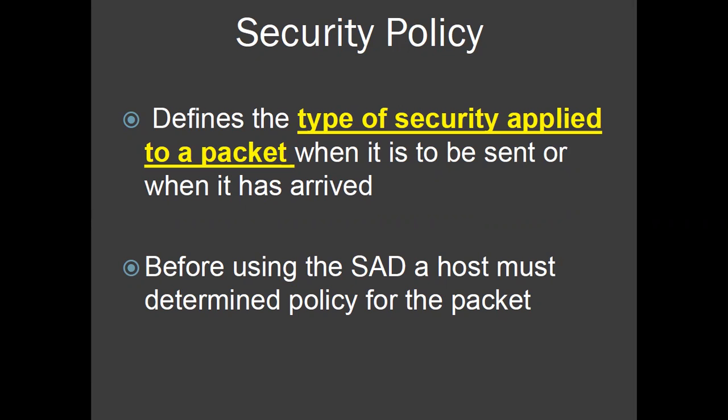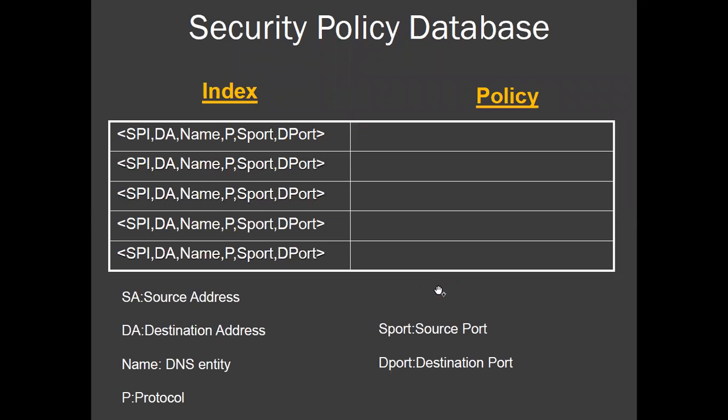Before using the security association database, as we discussed in the previous video, that security association database holds the credentials, that is the keys and the algorithms to be applied to the sent or received packet. But before using that, a security policy has to be applied, and there has to be some predetermined security policy for the packet. If the packet passes that predefined security policy, then only it can be either accepted or rejected. So for that we have a security policy database.